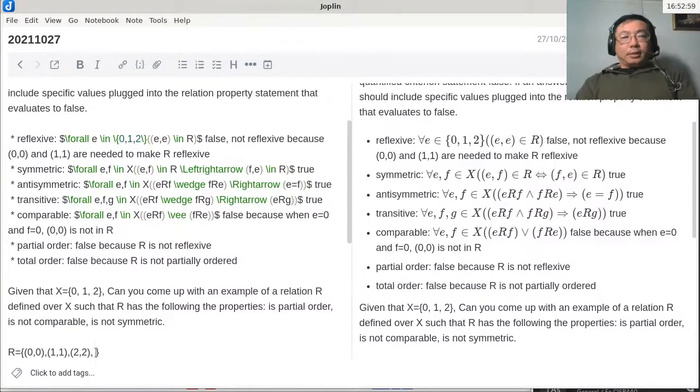So we need reflexive, we need antisymmetric. Antisymmetric is easy, okay? If I don't do a single thing, it is automatically antisymmetric.